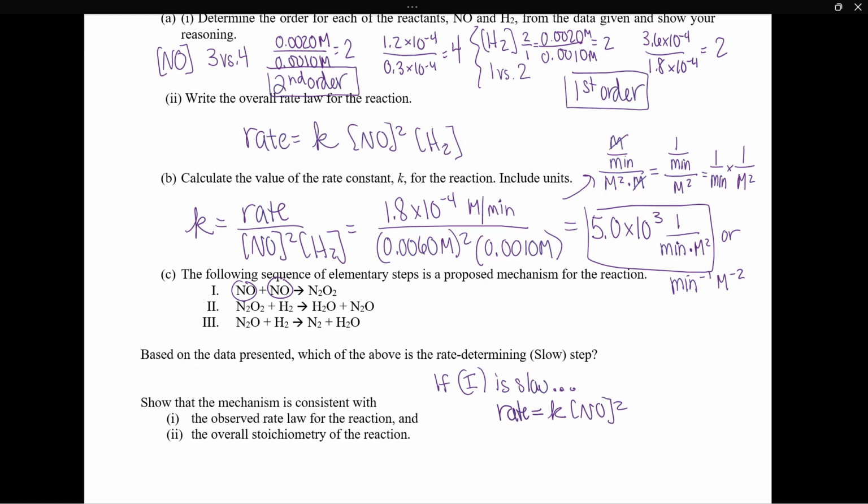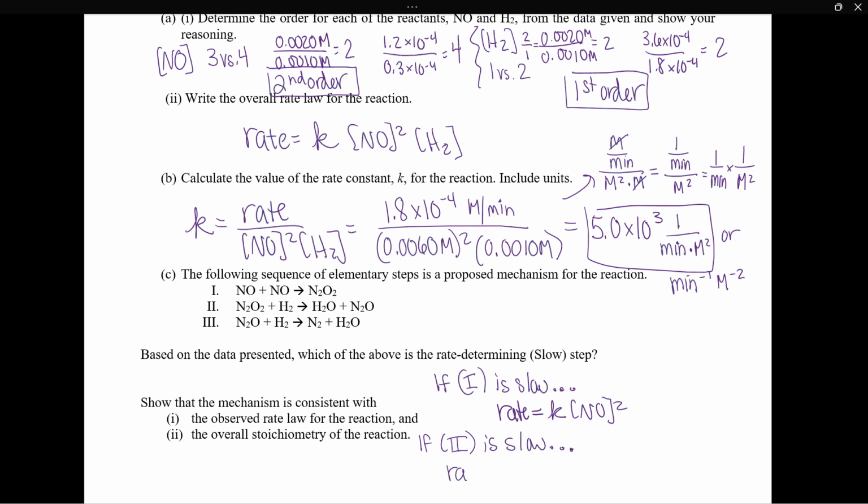Does that match our rate law? Not quite, because our rate law says NO squared times H2. So it doesn't seem like the first step can be slow, because that wouldn't explain why hydrogen's part of our rate law. So let's look at another scenario. What if step 2 is slow? What would the rate law be?